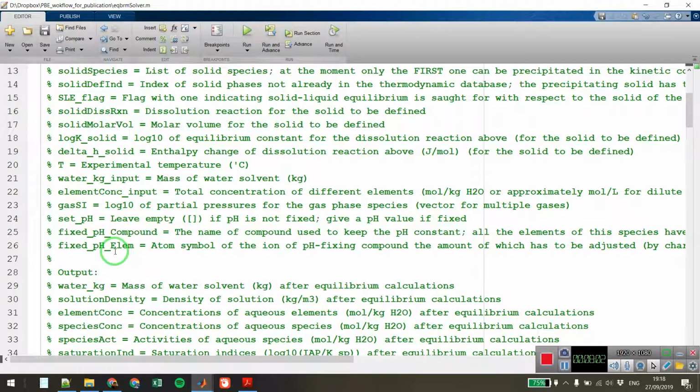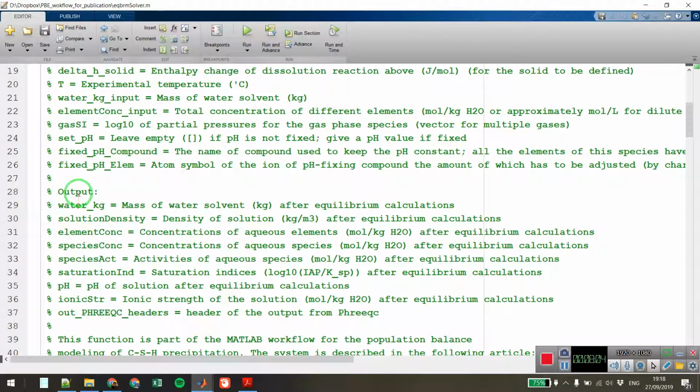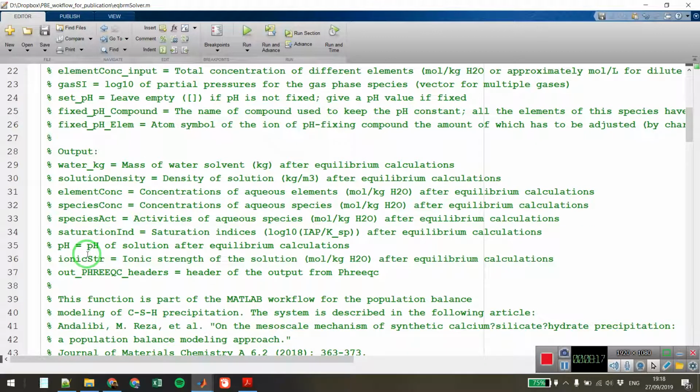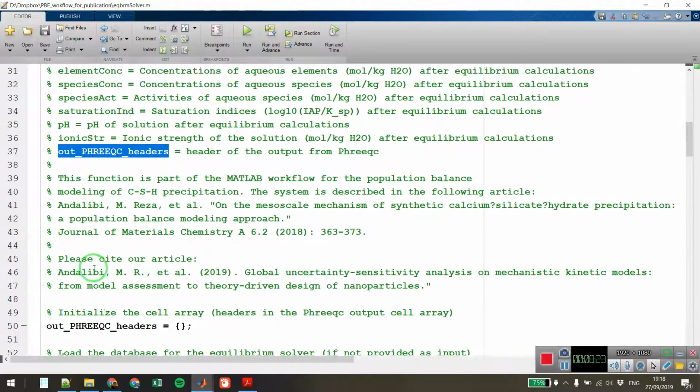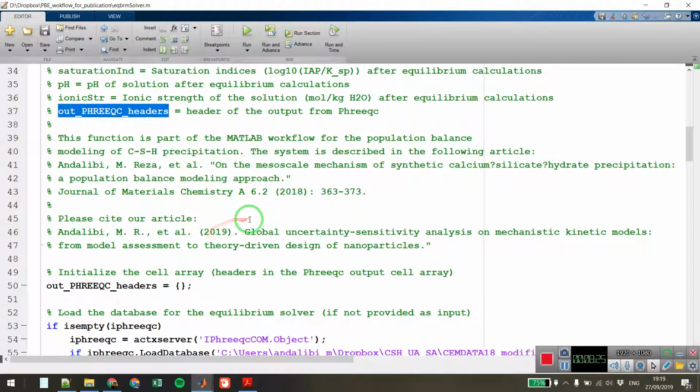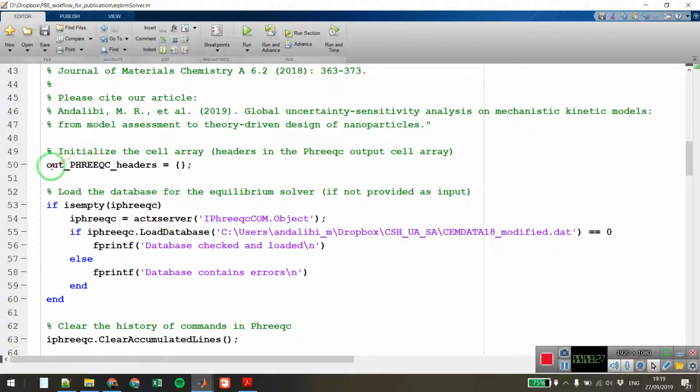Then let's go down and take a quick look also at outputs. We have the mass of water after it iterates to have the solution density converged. Then we have element concentrations, species concentrations, activity, saturation indices, pH, ionic strengths, and the headers of the output from PHREEQC. So I will also quickly go over the commands that we have in the program.